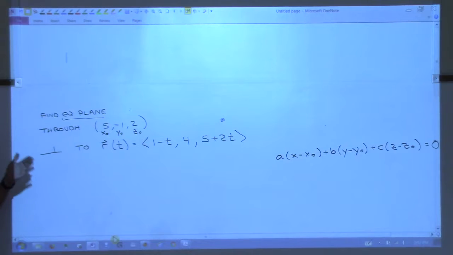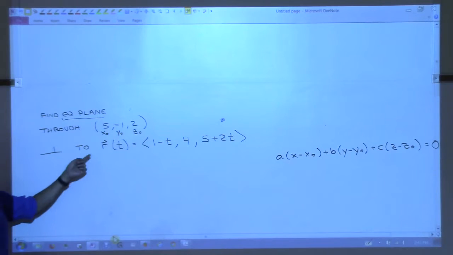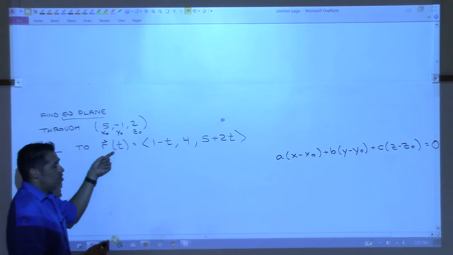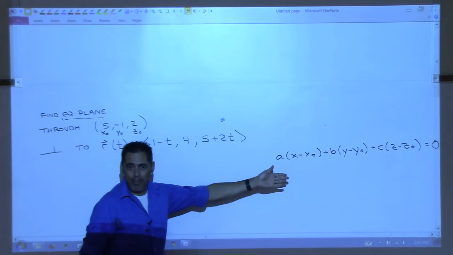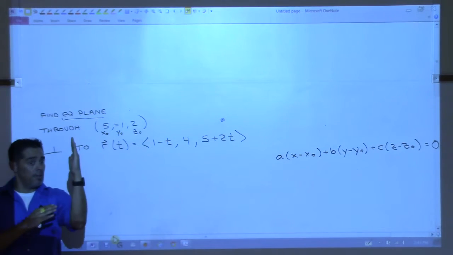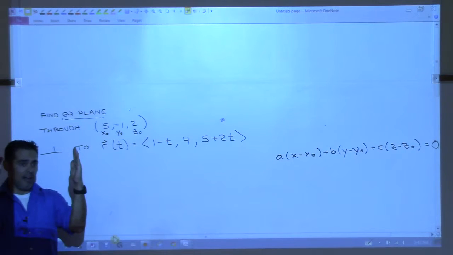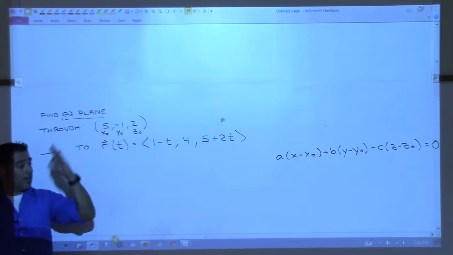But remember, the a, the b, and the c is the normal vector of the plane. But we just said that in order to be perpendicular to this line, I should just use the direction vector of this line as the normal vector of that plane, and the normal of the plane will point in the same direction as the line, and therefore the plane will be orthogonal to the line.